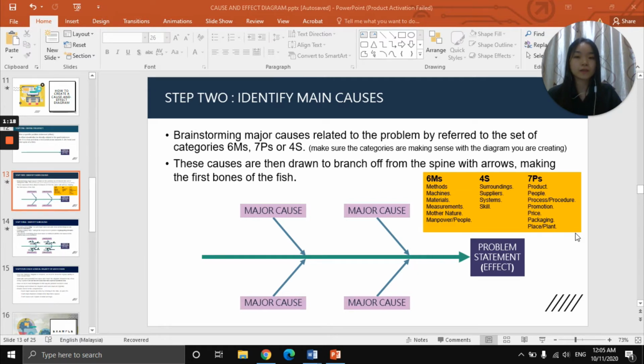After we brainstorm the major causes, these causes are then drawn to branch off from the spine with arrows, making the first bone of the fish. So now the diagram will look like this one.